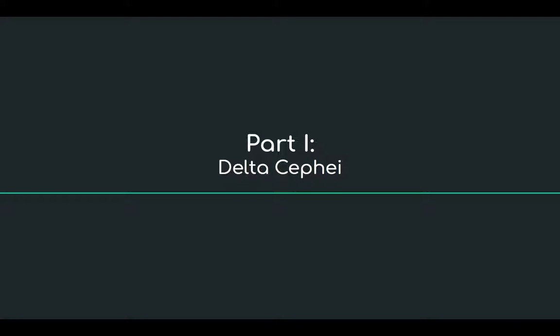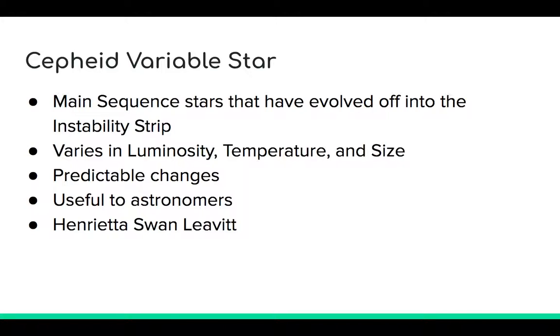So part one of this project is characterizing delta Cephei. A Cepheid variable star is a star from the main sequence that has evolved off into the instability strip. The instability strip is a narrow vertical strip on the HR diagram that contains pulsating variable stars. These stars vary in their luminosity due to changes in their temperature and diameter. These changes are predictable and useful to astronomers because the period is directly related to the star's luminosity, which allows an estimation of their distance from Earth.